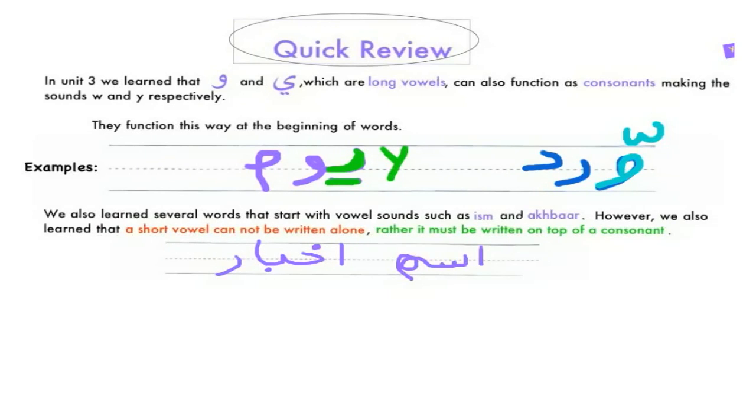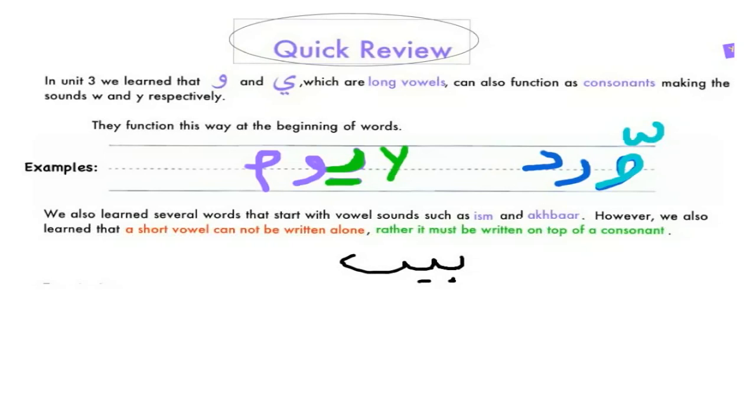We also learned several words that start with vowel sounds such as ism and akhbar. However, we also learned that a short vowel cannot be written alone. Rather, it must be written on top of a consonant. Now, let's take a look at an example that the short vowel cannot be written alone. For instance, the word bait. We have fatha and ba, and we should write it on the letter. It cannot be written alone. Again, fatha must be written on a letter, like it is here on the letter ba.